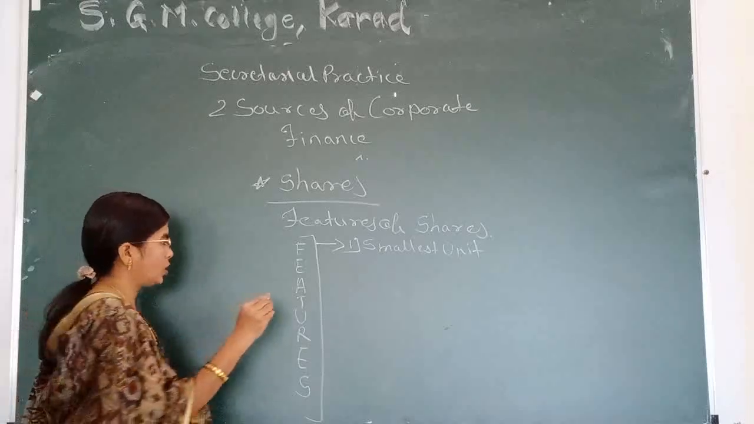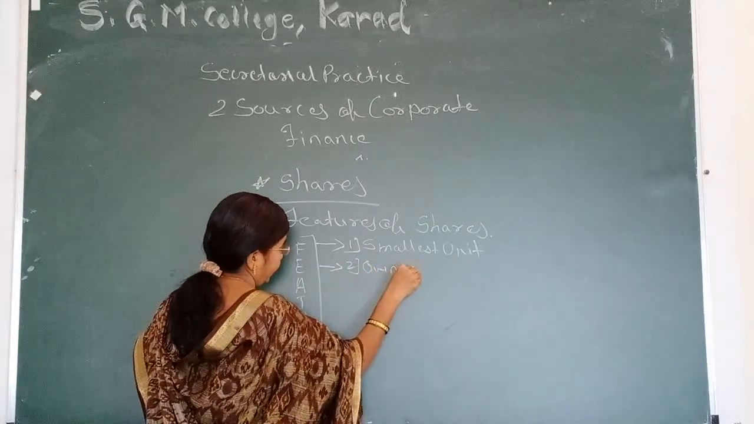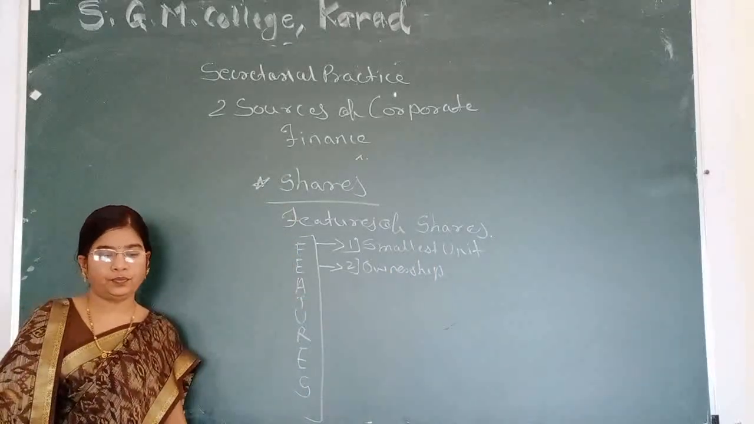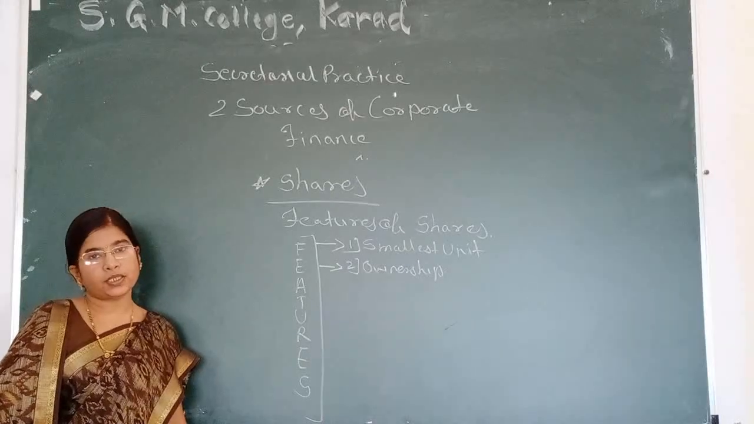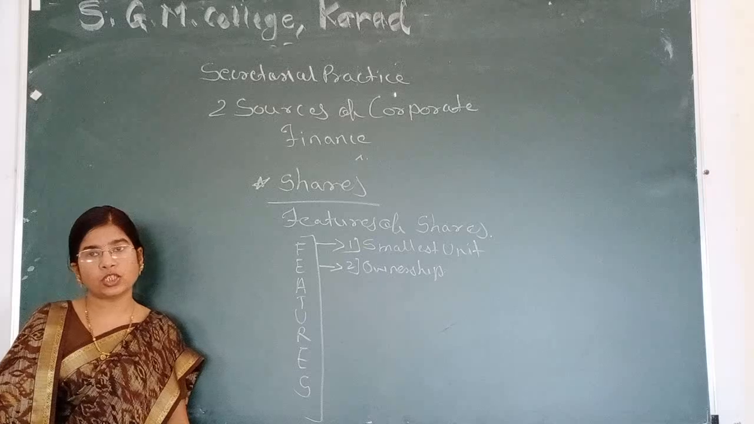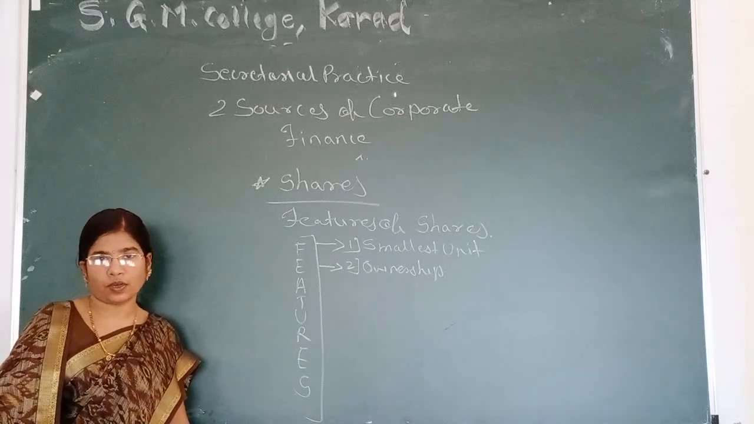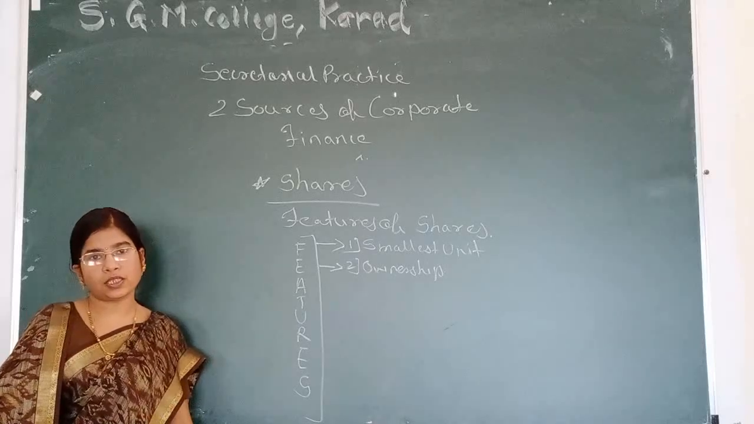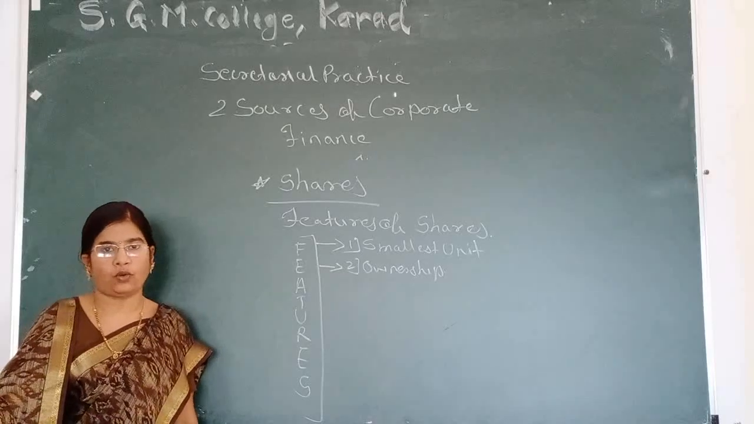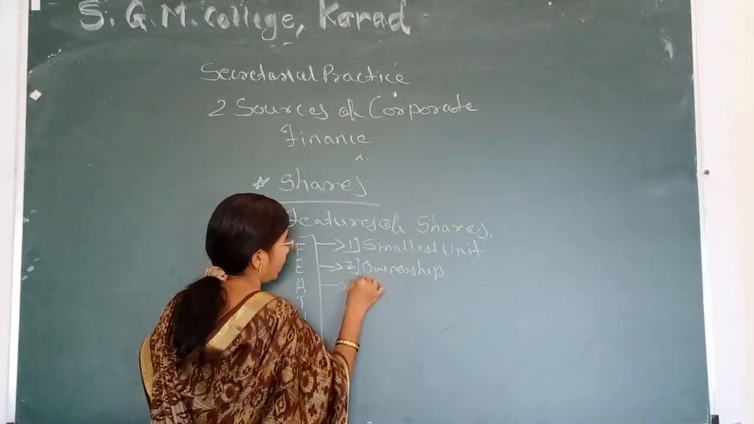Second feature is ownership. The person who purchases shares is an owner of that particular company. It shows the ownership of a company because he purchases the shares of a company. The person who purchases the shares is a shareholder of a company, and shareholders are the owners of that particular company.